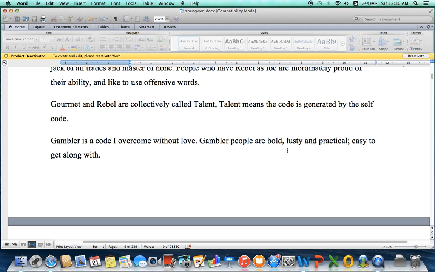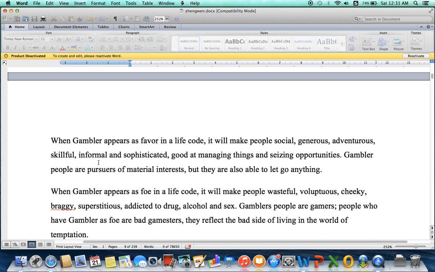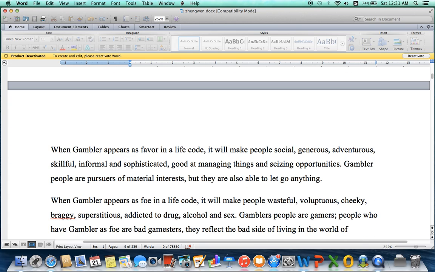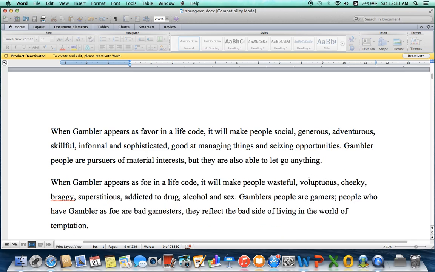Gambler people are bored, lusty, and practical, yet easy to get along with. When this character gambler serves as favor in life code, the good thing about gambler, in other words, is social, generous, adventurous, skillful, informal. That's why I put it down here. It says easy to get along with, and sophisticated, good at managing things and seizing opportunities. In other words, they are very capable.